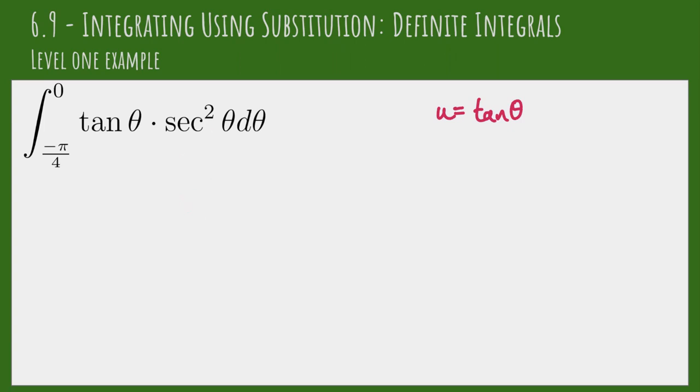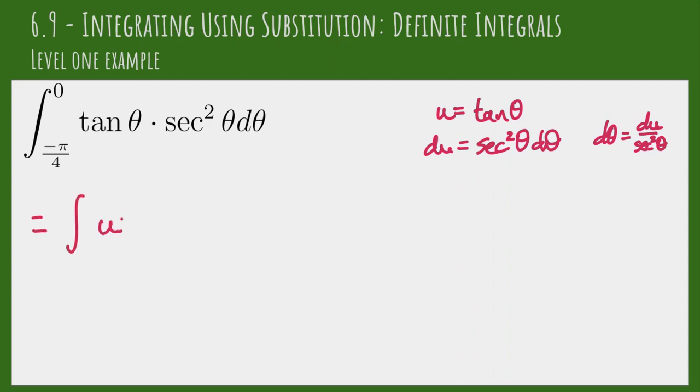So du, with u being tangent, du is going to be secant squared of theta d theta. So d theta is going to be du over secant squared of theta. So making our substitution here, tangent is going to become u. Secant squared of theta stays there. D theta becomes du over secant squared of theta. And notice the secant squareds are going to cancel out.